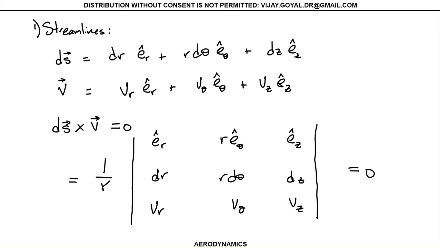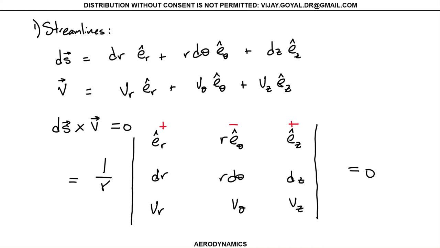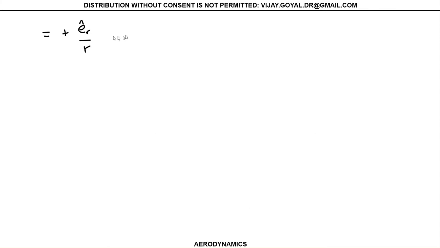So if we do some mathematics here, this is plus, this is minus, this is plus. So if I start with the first column here, this is plus er, and note that there's 1 over r because of this r. Never forget that. You eliminate this column, this row, you end up with these two terms. It's this term multiplied by this one minus this term multiplied by this one. So we do that, and you can show that this gives you r d theta vz minus v theta dz.